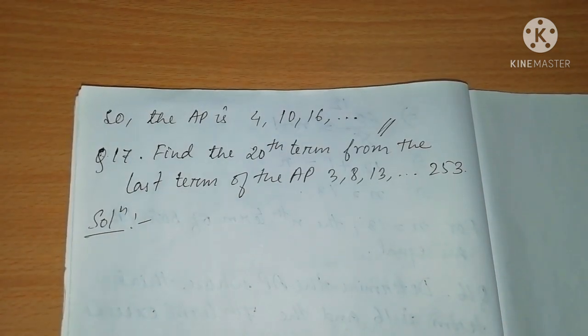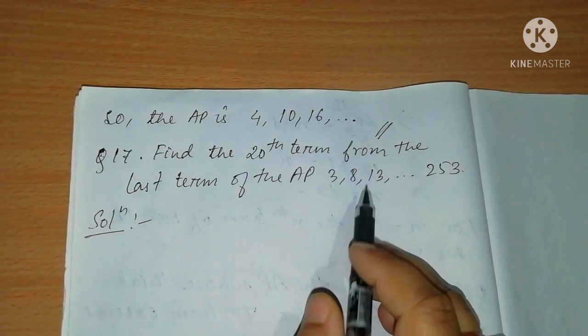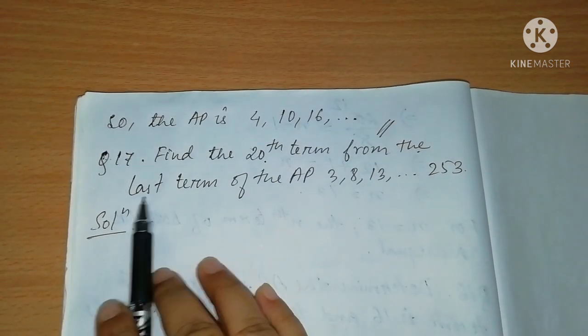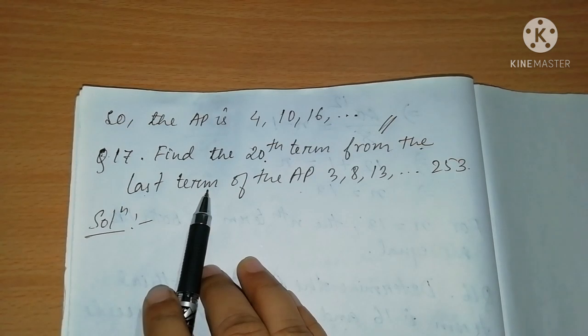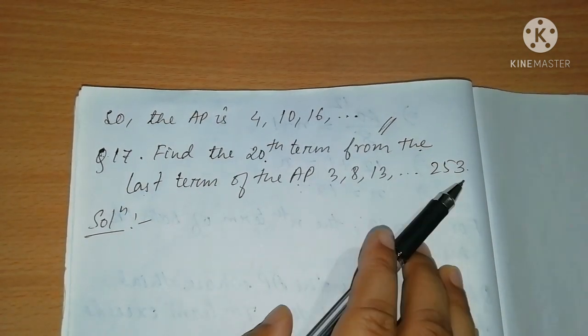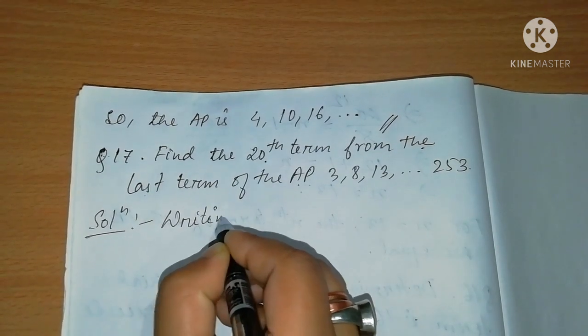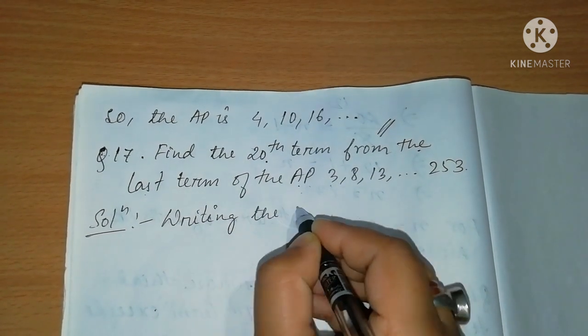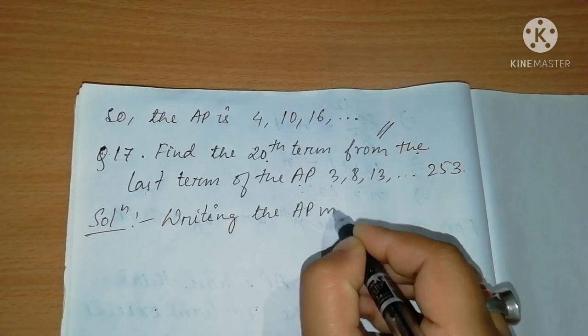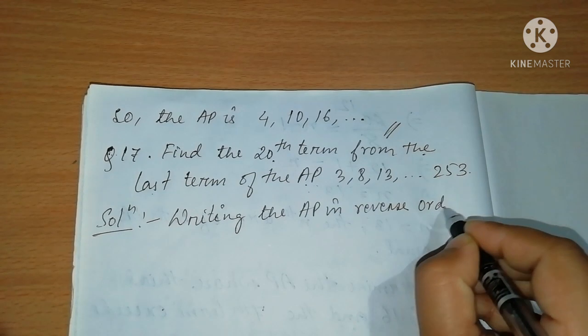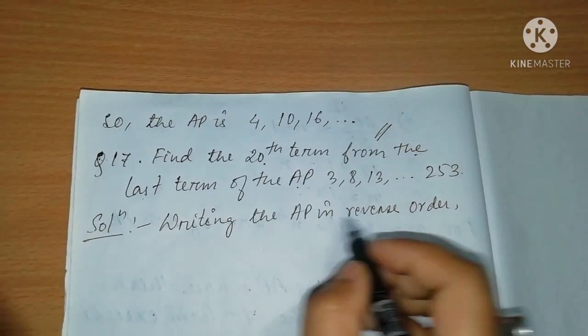Next, question number 17. Find the 20th term from the last term of the AP. The 20th term we need to find out, but from the last term. So in this case, we'll write the AP in reverse order. So writing the AP in reverse order.